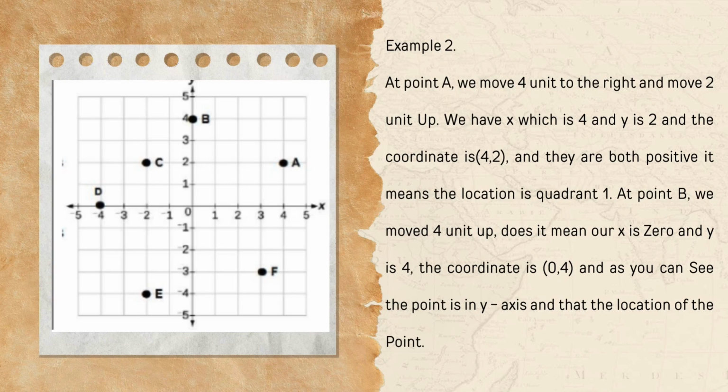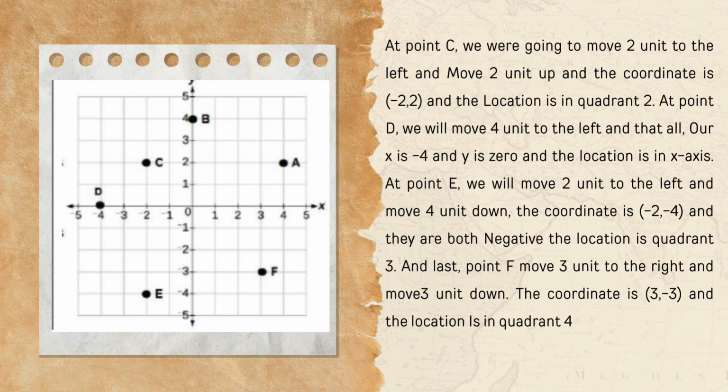Does it mean our x is 0 and y is 4? If the point is located only on the line itself, meaning if it is located on the y line, the value of x is 0, and this means that our x is 0 and y is 4. The coordinate is (0, 4). As you can see, the point is on the y-axis, and that's the location of the point.